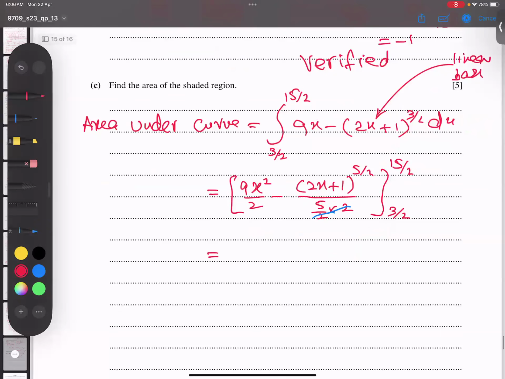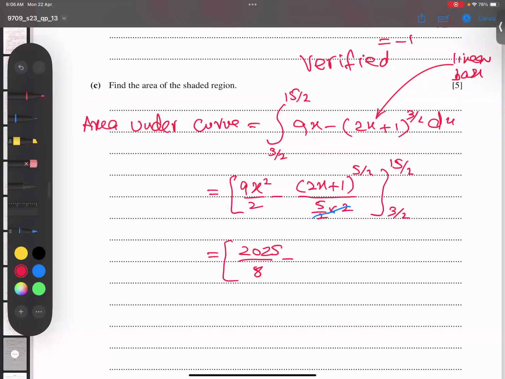And I'm going to plug in the numbers. So 15 by 2. Okay, let me check with my calculator. 9 divided by 2 into 15 by 2 squared. So when I plug in this number, students, at this place, I get what? 2025 by 8.